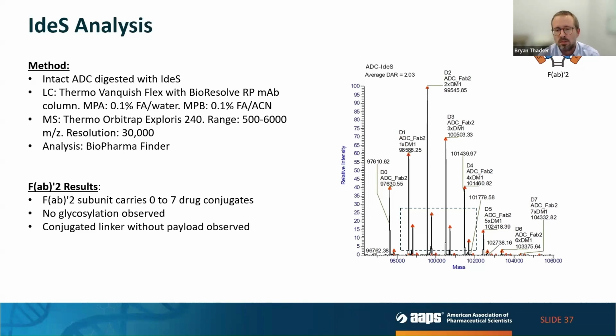If you look at the annotation on the major masses, the big peaks shown there, you can see evidence of the Fab domain with no drug linked to it, all the way up to 7 drug molecules on the far right of the x-axis. Again, the most abundant conjugation status for the Fab is 2 drug molecules.